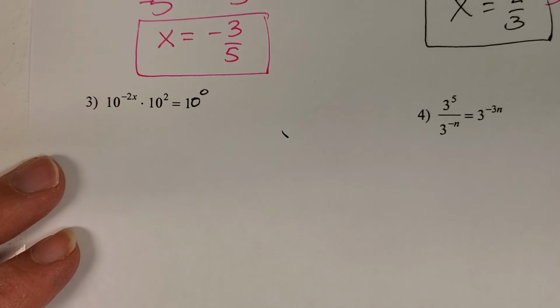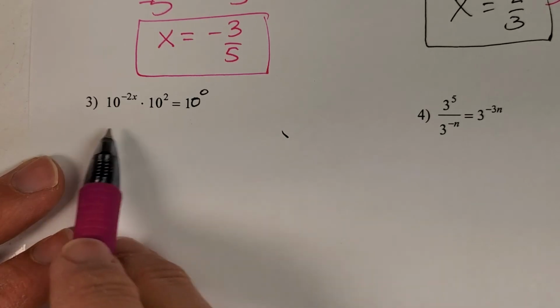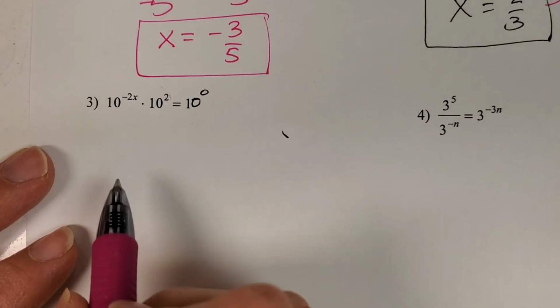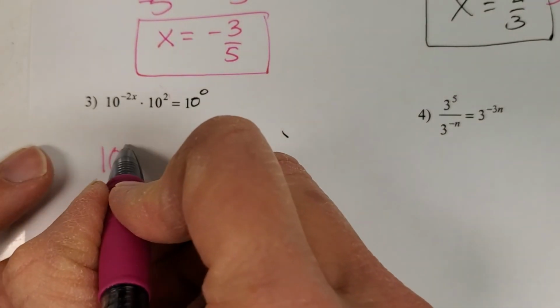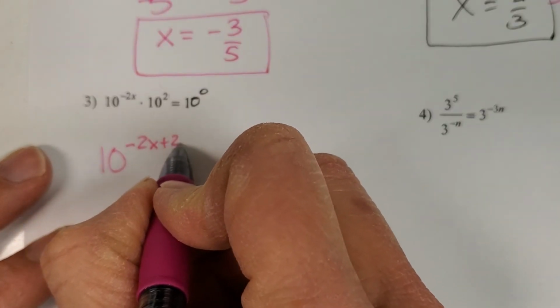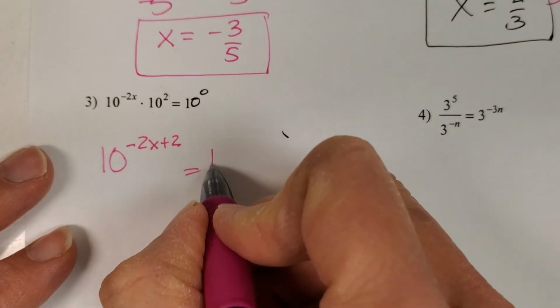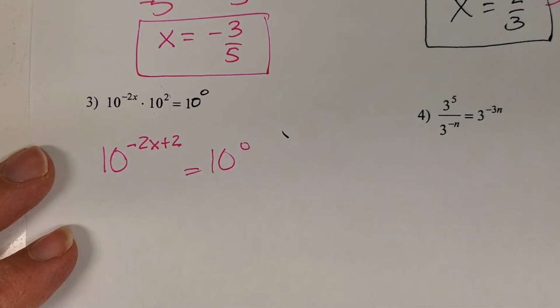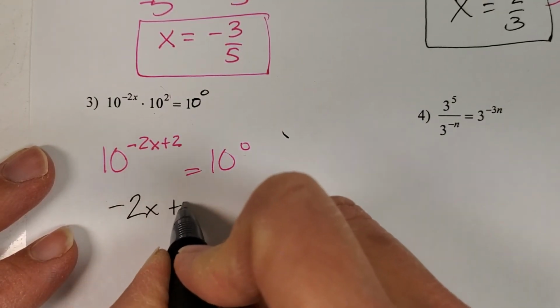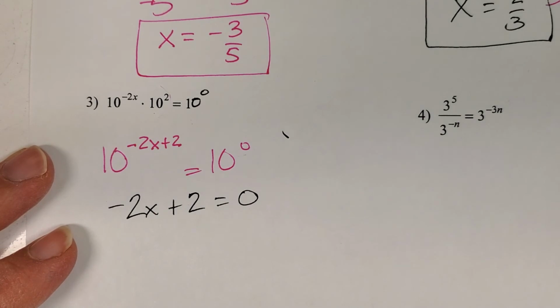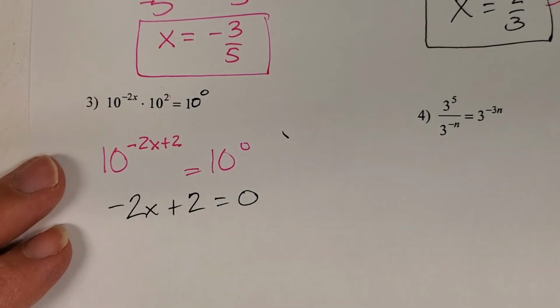So anytime you see a 1 and you're trying to get it to be the same base, you just take whatever that base is to the 0 power. So that's step 1. All the bases are the same. Now I'm going to use my exponent rules. This is being multiplied, so I know I add those. So I get 10 to the negative 2x plus 2 equals 10 to the 0. Okay, step 1's done, step 2's done. Now step 3 says set the exponents equal to each other. So I say negative 2x plus 2 equals 0, and then I solve this equation.